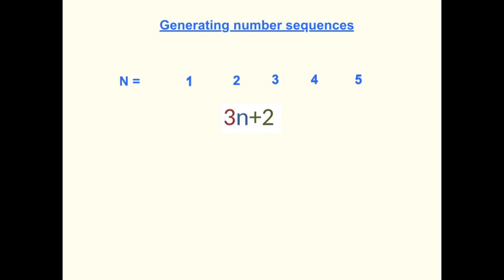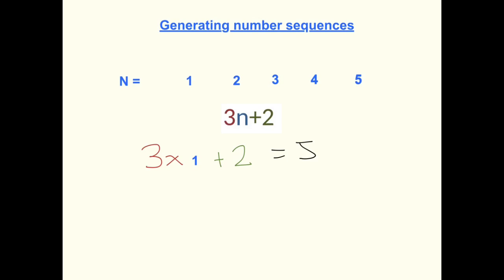Here we have 3n plus 2. Now this n is this number here. So this is saying 3 times the position number plus 2. So to generate my first number, I'm going to do 3 times this number here, and then add the 2 at the end. So 3 times 1 is 3, plus 2 gives you 5.